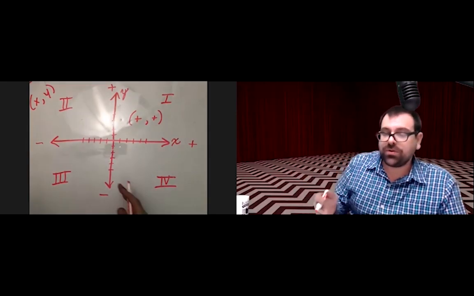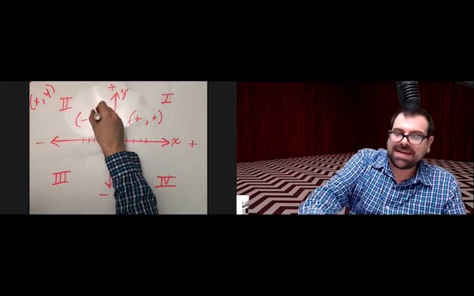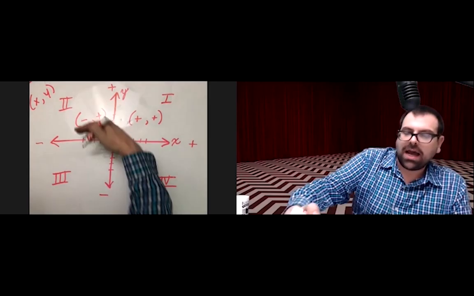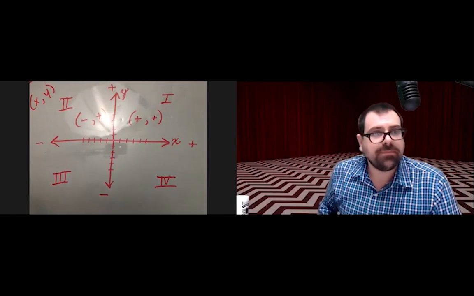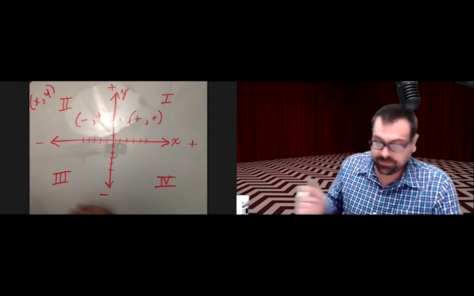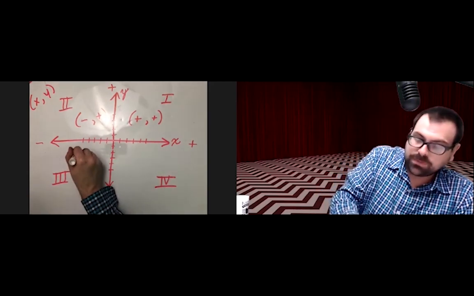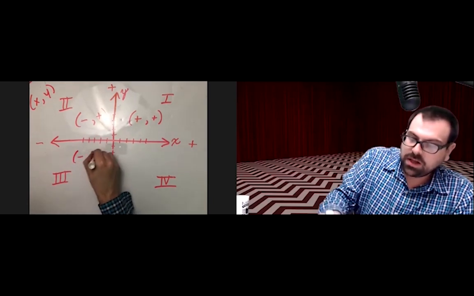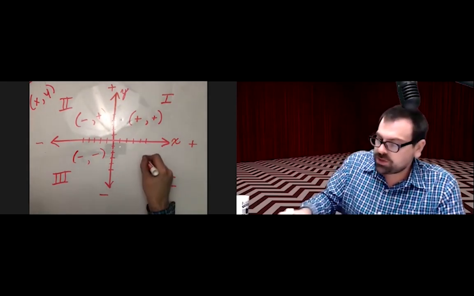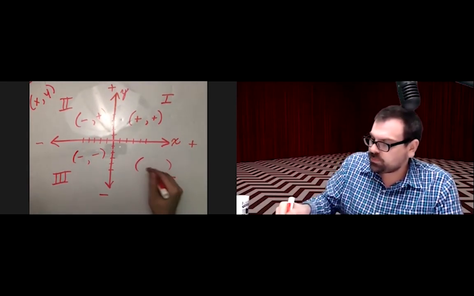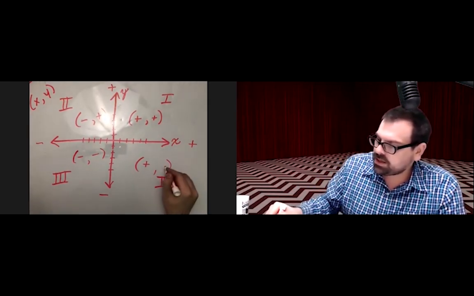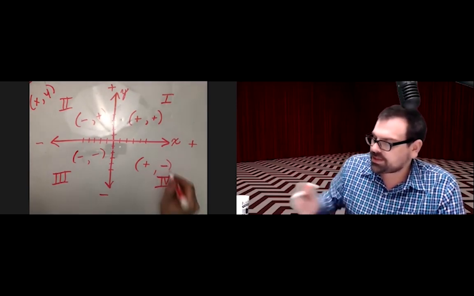All points in quadrant 2 then are going to be negative, positive because the x is negative. It's going to be to the left, but the y is positive. It's going to be up. Quadrant 3, the x will be negative because it's to the left. The y will be negative because it's down. Quadrant 4, the x will be positive because it's to the right. The y will be negative because it is down.